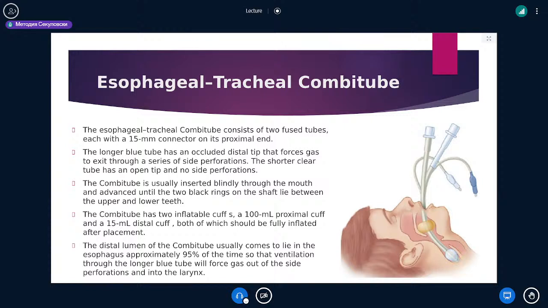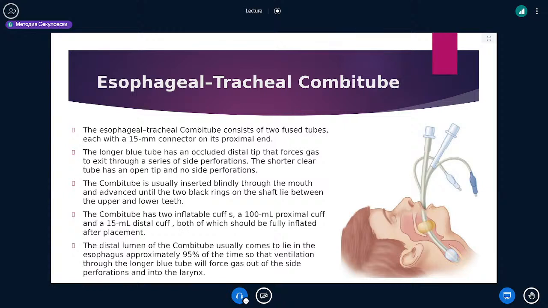The shorter, clear tube has an open tip and no side perforation. The Combitube is usually inserted through the mouth and advanced until the two black rings on the shaft lie between the upper and lower teeth. We have two inflated cuffs: a 100 milliliter proximal cuff and a 50 milliliter distal cuff.